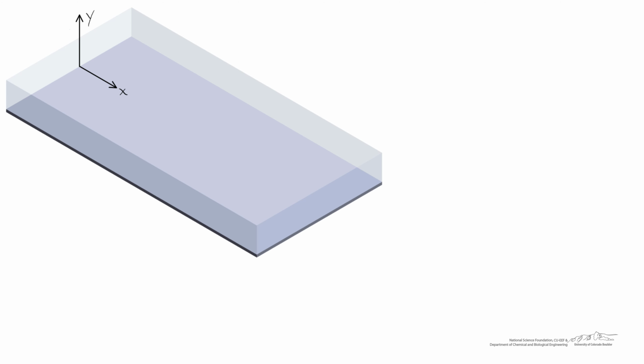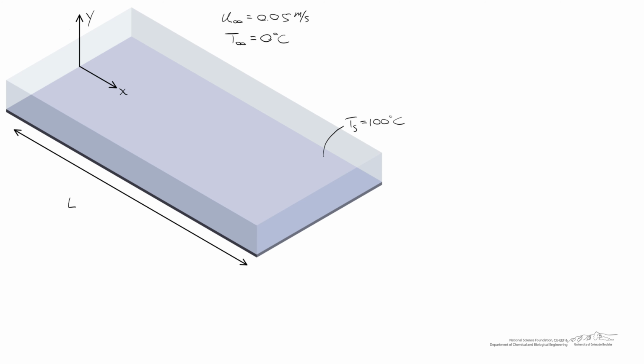We'll be looking at a number of different fluids in this screencast, but in all cases the speed of the fluid far away from the plate is going to be u infinity, and we'll set that equal to 0.05 meters per second. The temperature of this fluid far away from the plate we'll call T infinity, and we'll set that to 0 degrees C. And we're also going to say the temperature of the plate, the temperature at the surface, is going to be 100 degrees C. We'll call the length of our plate L, and we'll set that equal to 1 meter.